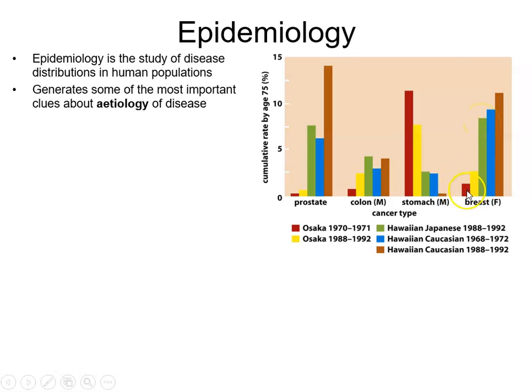Looking at Japan, the rate of breast cancer is very, very low, whereas people of Japanese ancestry living in Hawaii have a very high rate of breast cancer. That's what these graphs are showing, whereas the converse is true for stomach cancer. In men, prostate cancer is very, very rare in Japan, whereas in Hawaii, the rate of prostate cancer in people of Japanese ancestry is not that different from Caucasians living in Hawaii. So epidemiology is the study of disease in different populations, and that sometimes gives you a clue to the cause of disease.